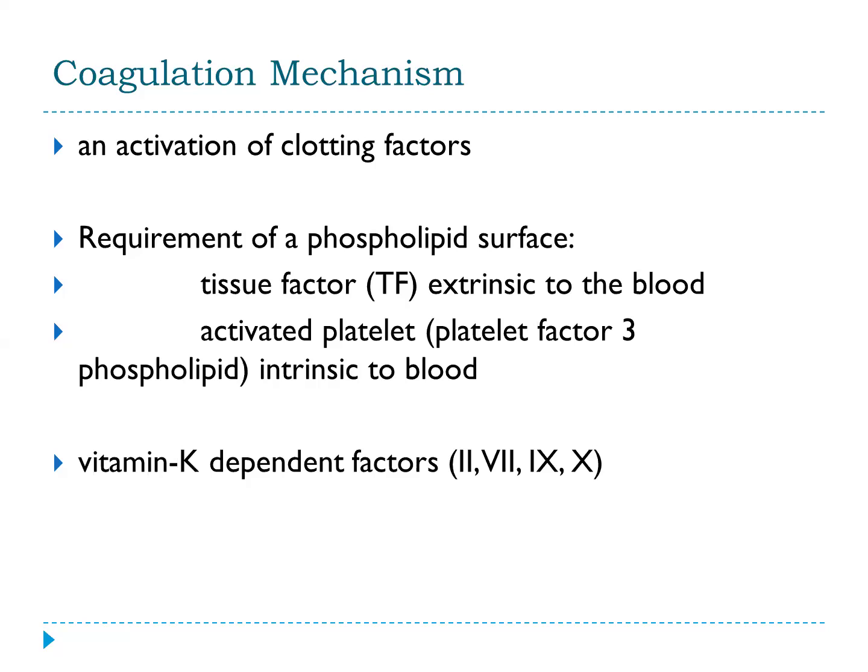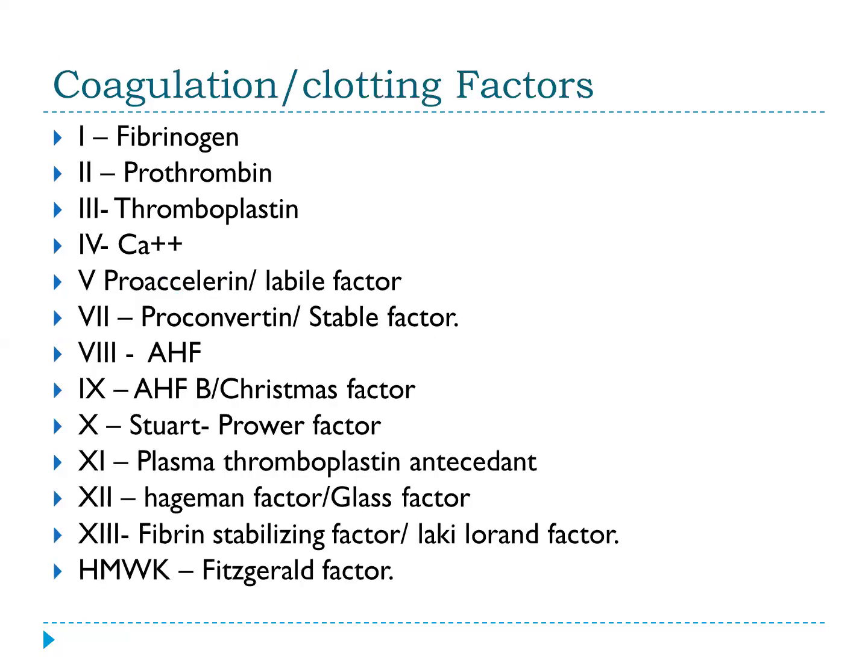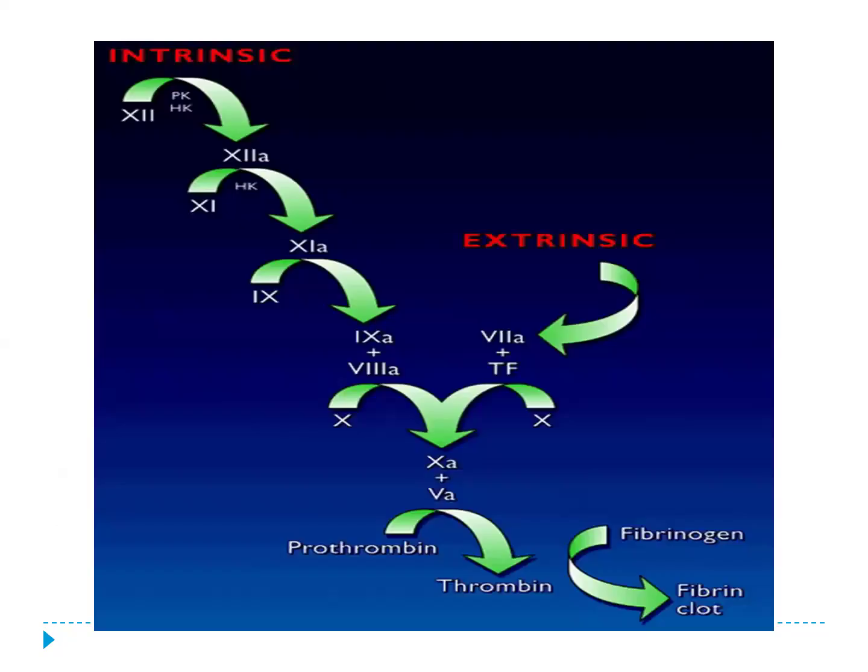A normal coagulation mechanism would be that after the cut and after the platelets have aggregated, the clotting factors are activated. They need a tissue factor extrinsic to the blood, and they need an activated factor intrinsic to the blood. These are the two chemicals that they need to get activated. And you need vitamin K in certain factors, which are 2, 7, 9, and 10. You need to remember them because they are vitamin K dependent factors. So if vitamin K is deficient, these factors will not be working. These are the list of the coagulating factors.